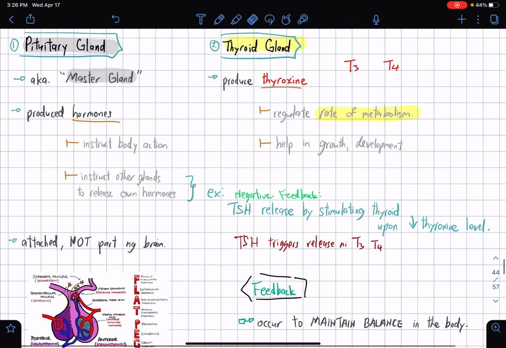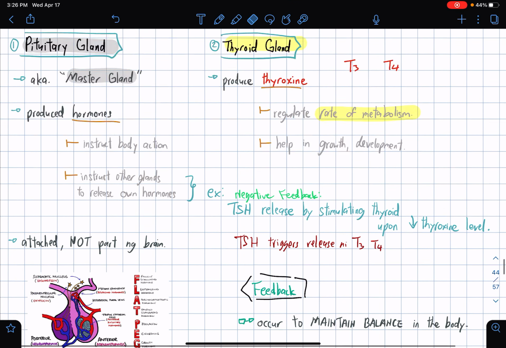Let's go with the thyroid gland. It's responsible for the production of thyroxine, T3 and T4, what's stated here in the example. They are responsible for the regulation of the rate of metabolism, and they help in growth and development.